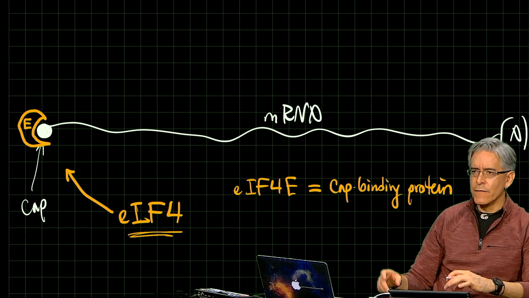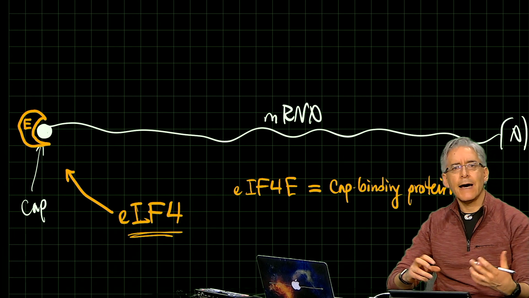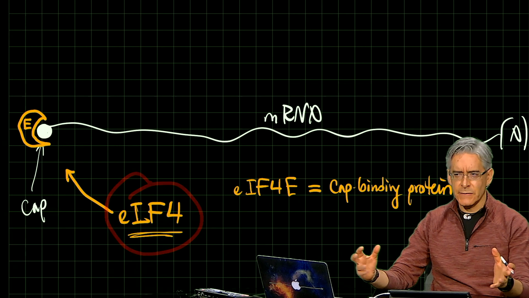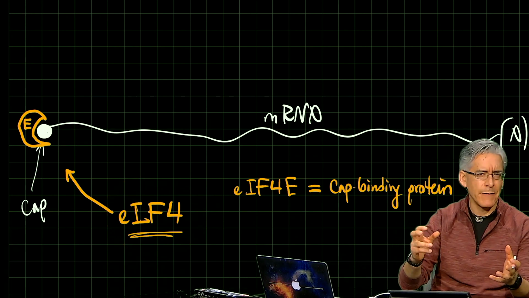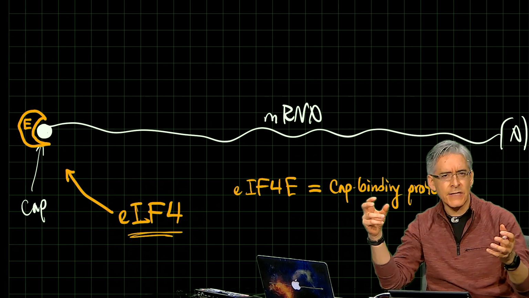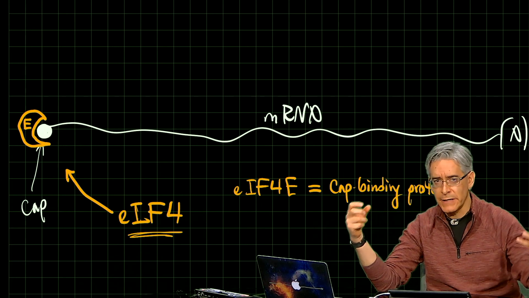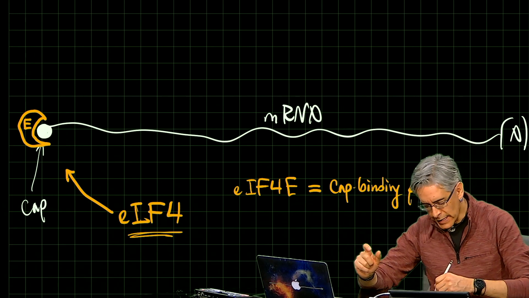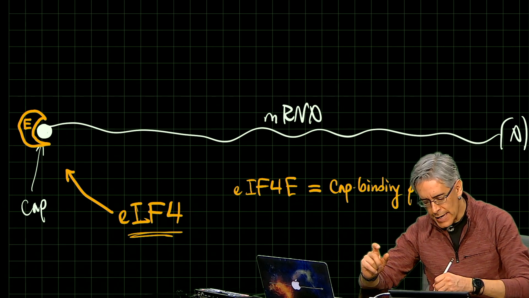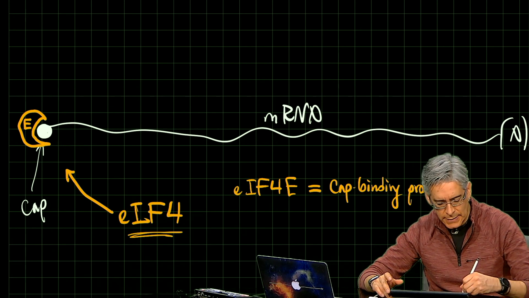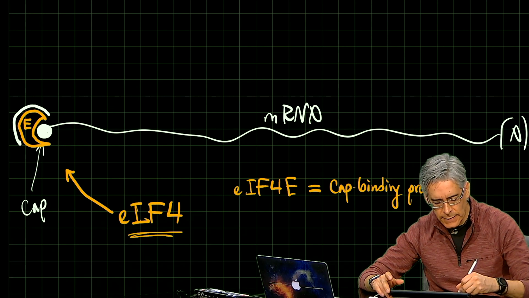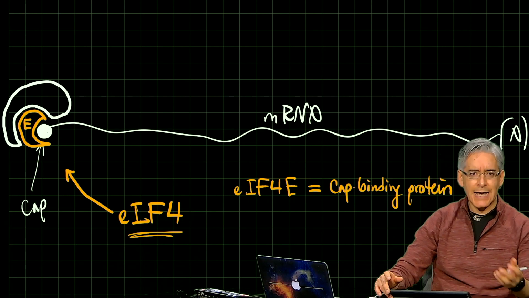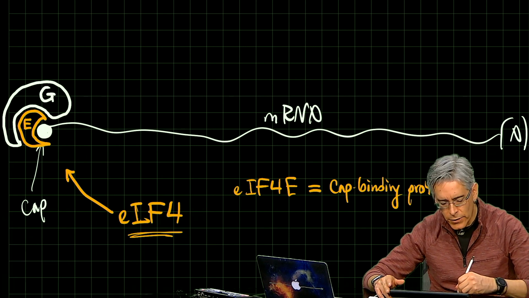All right, now 4E will be recognized by another factor of the same family, so the 4. Well, I'm calling them a family even though they are not necessarily related proteins. It's just that they all receive the same nomenclature. They are all eukaryotic initiation factor 4 something. All right, so the next one is a factor known as 4G. So the next factor to come into play is going to be a factor that associates to the cap binding protein, and that's factor 4G.